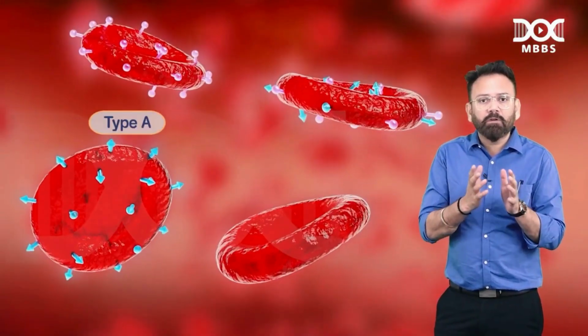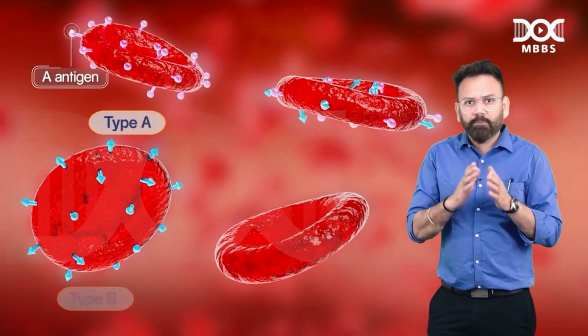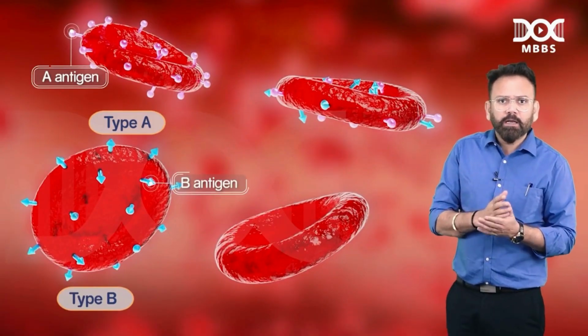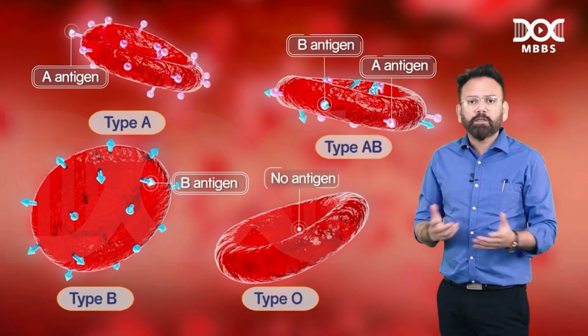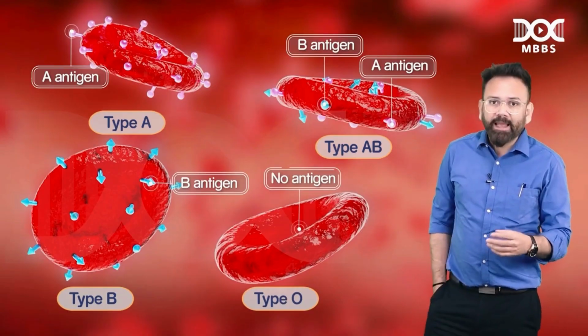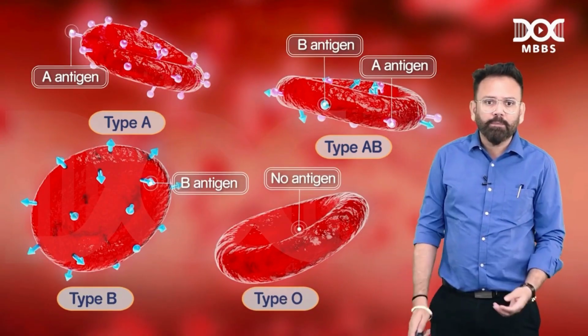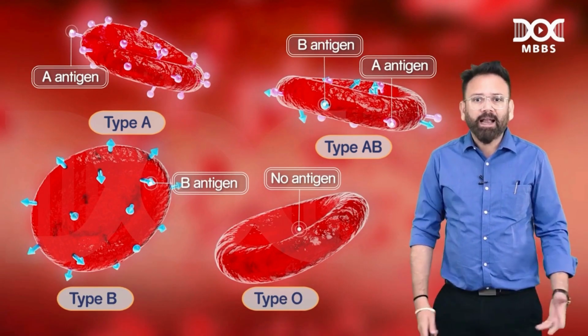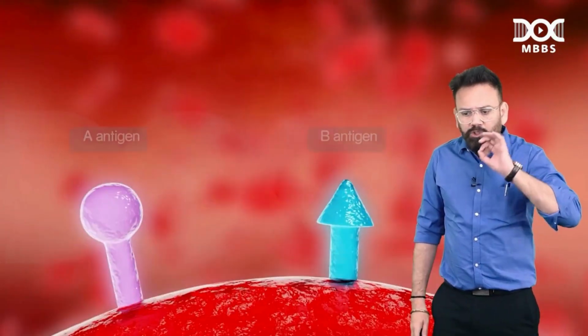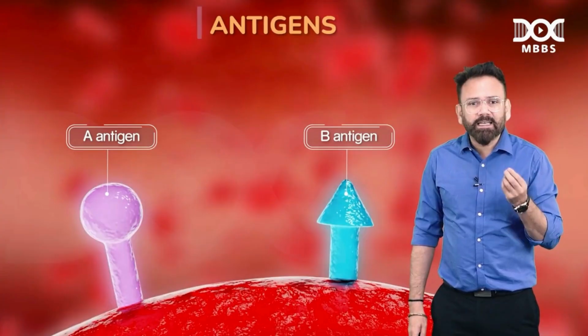Type A individual will have A antigen, type B individual will have B antigen, AB blood group has both A and B antigen, and O has neither of these. So blood group can be A, B, AB, or O, depending on the type of agglutinogen or antigen. So as a doctor, you must know what these antigens are.